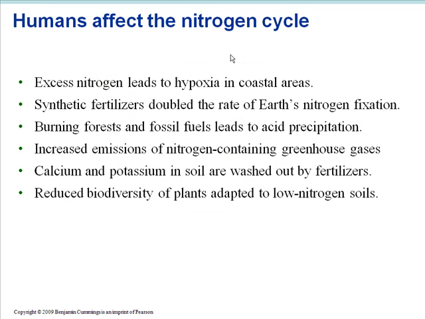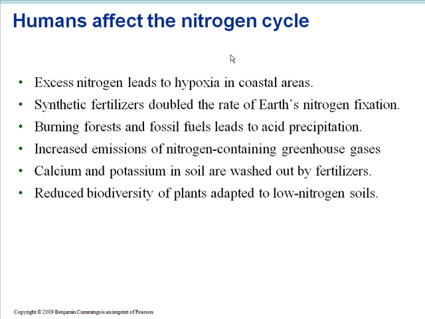Humans have had a pretty broad impact on the nitrogen cycle. So here are a few of the important ideas that I want you to think about here. As you can tell from reading the central case in this chapter, excess nitrogen leads to hypoxia in coastal areas. Hypoxia is the problem where there's not enough oxygen. It creates these dead zones where organisms can't live.